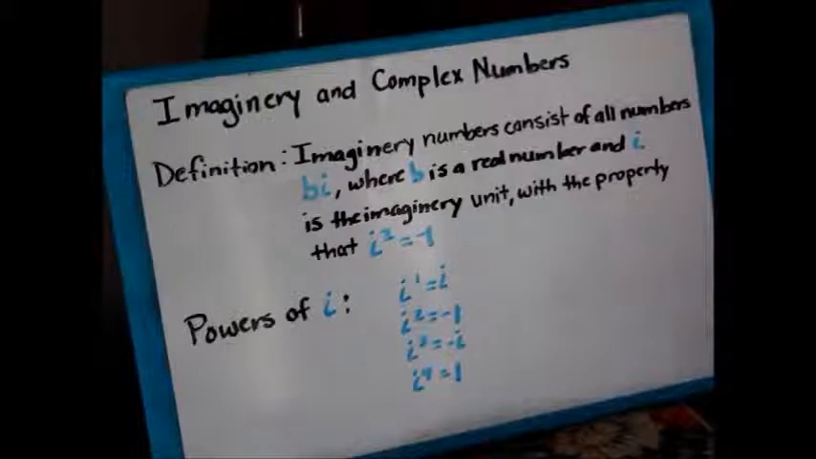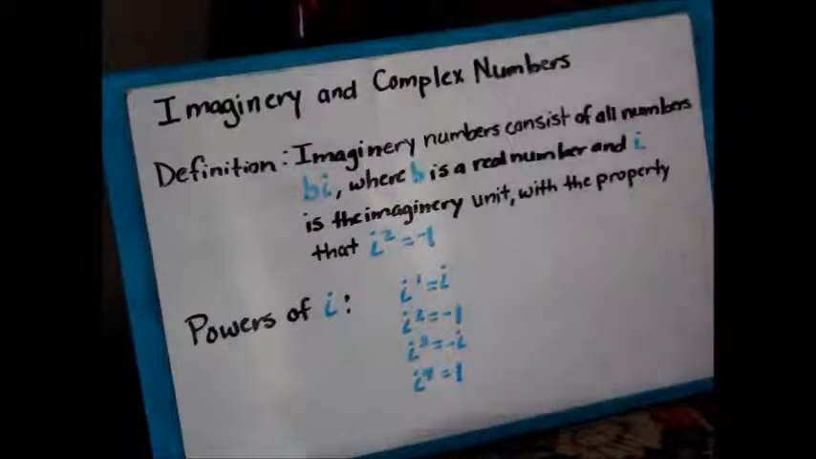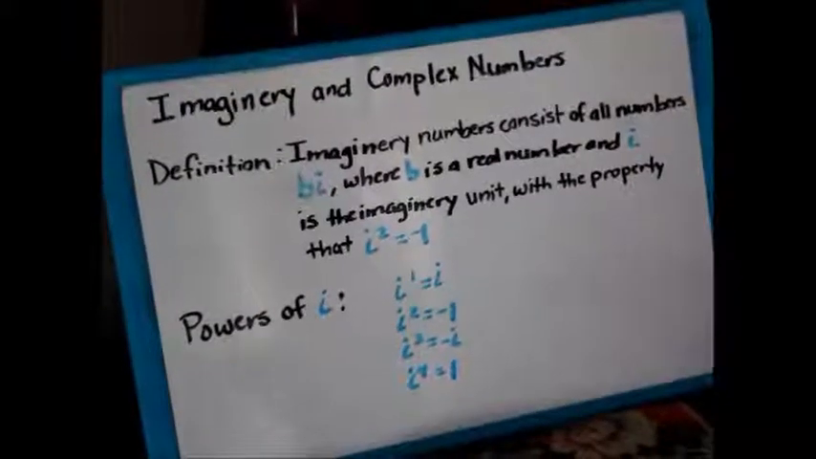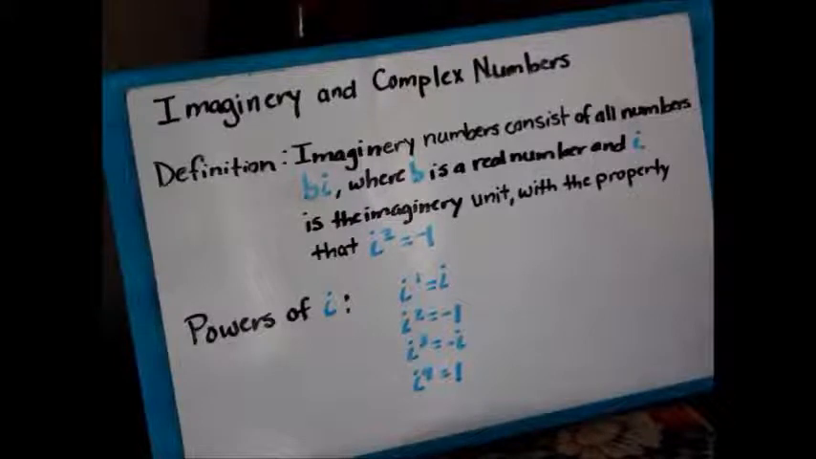Definition. Imaginary numbers consist of all numbers bi, where b is a real number and i is the imaginary unit, with the property that i squared is equal to negative 1. The first four powers of i establish an important pattern that should be memorized. Powers of i: i to the first power is equal to i, i squared is equal to negative 1, i cubed is equal to negative i, and i to the fourth power is equal to 1.